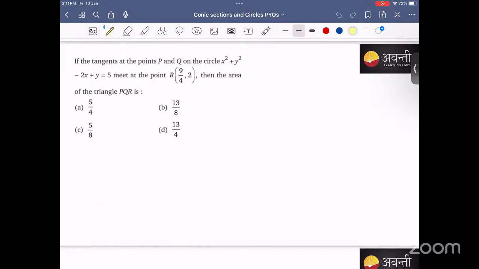The tangents at points P and Q on this circle meet at point R, that is (9/4, 2). The area of triangle PQR they are asking you. Yes, how to do?